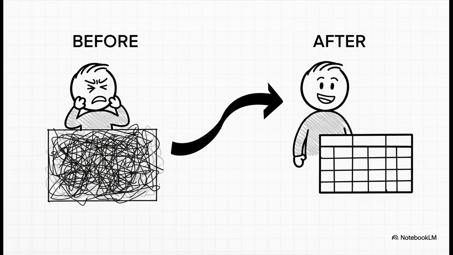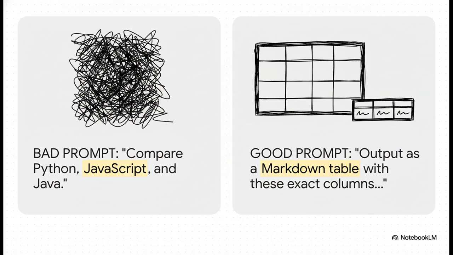Okay, on to our next example. This time, we're not making data for a machine, we're making it for a person. We just want a clear, scannable table so we can quickly compare a few options side by side. Now, the vague prompt is compare Python, JavaScript, and Java. This is just going to give you another big wall of text. But the good prompt commands the format: output as a markdown table with these exact columns. It even names the columns for the AI.